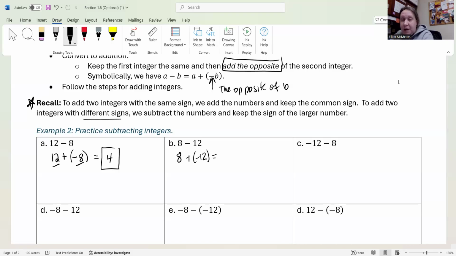So again, I'm adding two numbers that have different signs. That means I subtract the absolute values. So the absolute value of 8 is 8. The absolute value of negative 12 is 12. 12 minus 8 is 4.